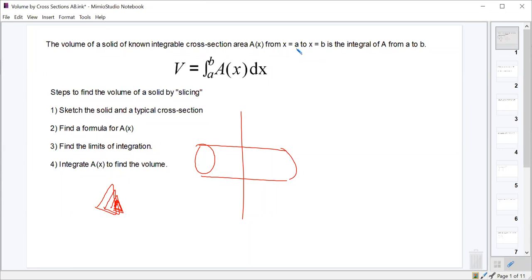Okay? This is how most things are. Here we go. Tissue box, right? Slice my tissue box vertically here. What do I get when I open it up? I get rectangles. No matter what, they're always rectangles.